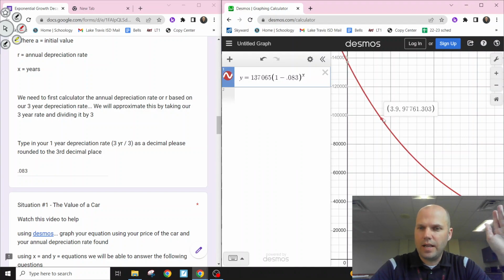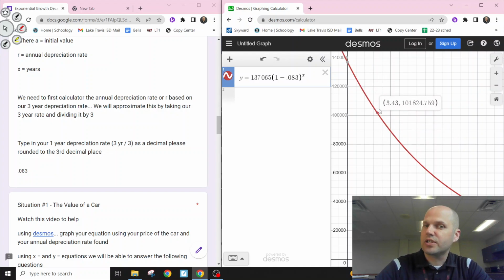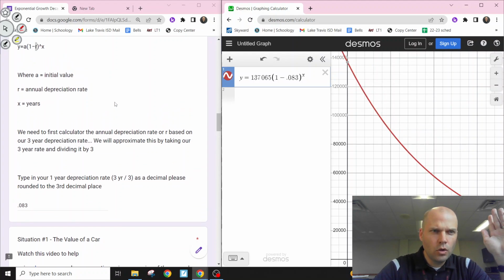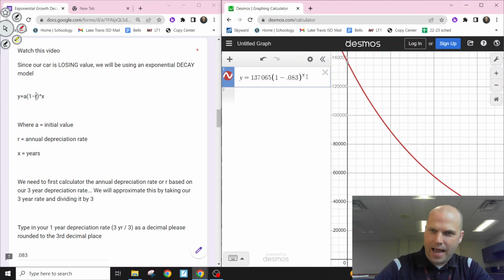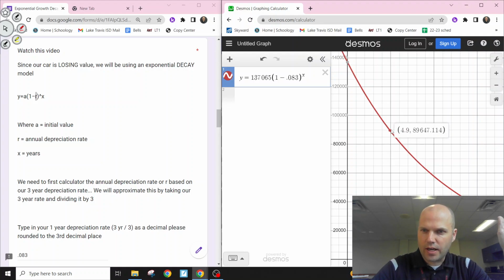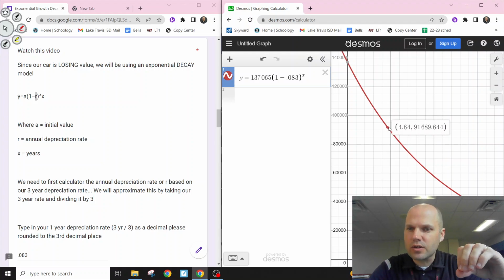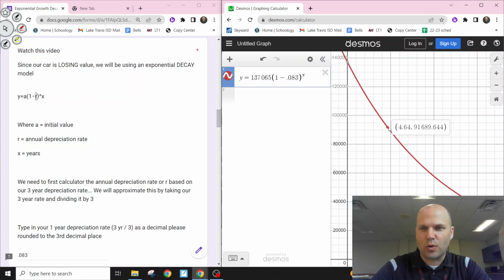You can click on your graph to see points on it, but you have to understand what this means. Y is the value of your car, and x is the number of years you've had the car. So if you click, you can see that after 4.64 years, the value of my car is $91,689. This is kind of our start.